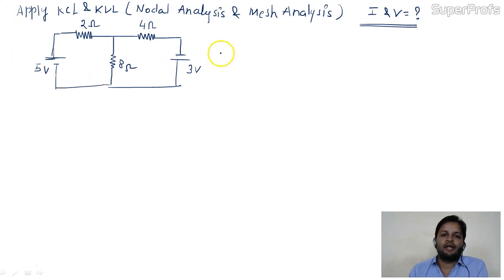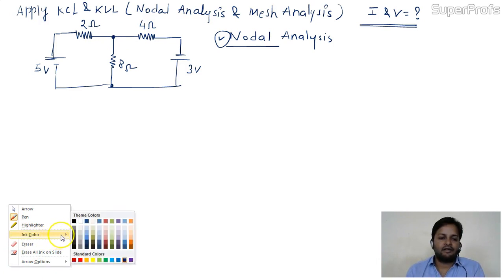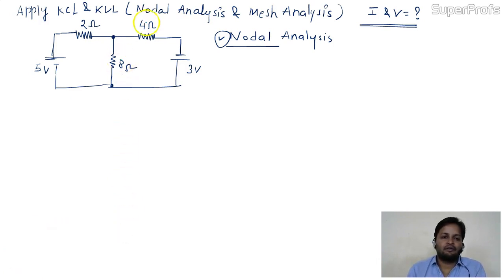Firstly, I'm going to apply node analysis. We have two methods, and by any method we can solve the circuit. First, I'll show you how to solve the circuit by node analysis. The first step is to identify the number of nodes. Here we have two nodes, node A and node B.